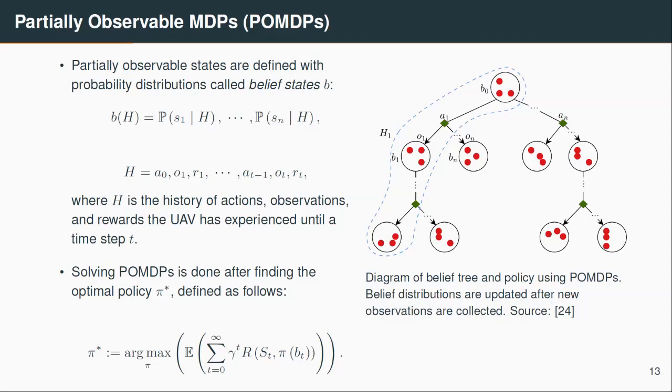So in a POMDP, the UAV starts planning from an initial belief that is defined basically by the conditions of the mission itself. Ultimately, a POMDP problem is solved once we can find an optimal policy that is defined using this equation. The main difference compared to an MDP is that we don't plan over system states, but instead over belief states.